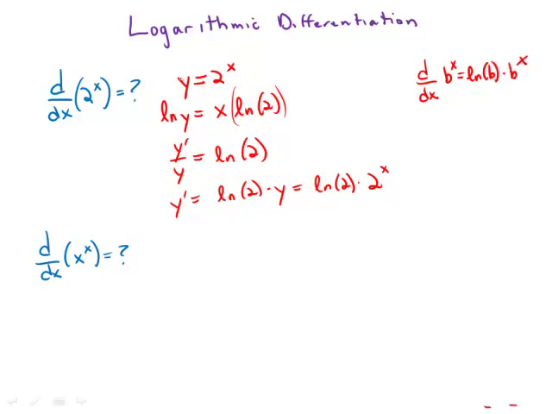And of course, the only function where you don't get that factor out in front is when you're taking the derivative of e to the x, which is simply e to the x, and the log of e is 1. Now suppose we have this more complex function, x to the x.